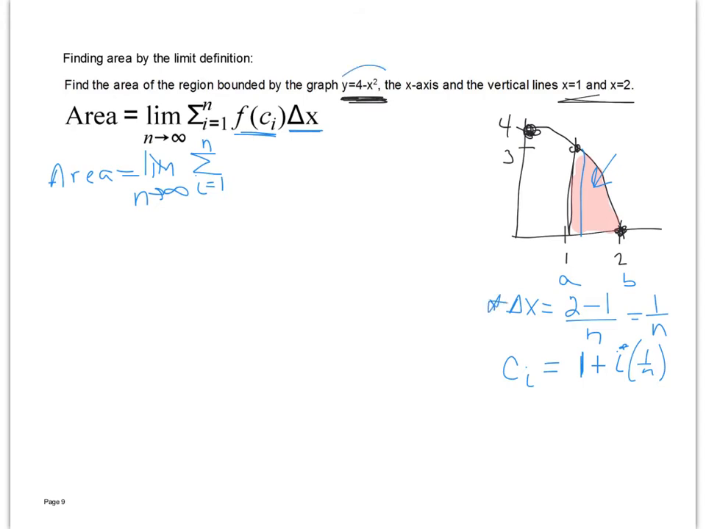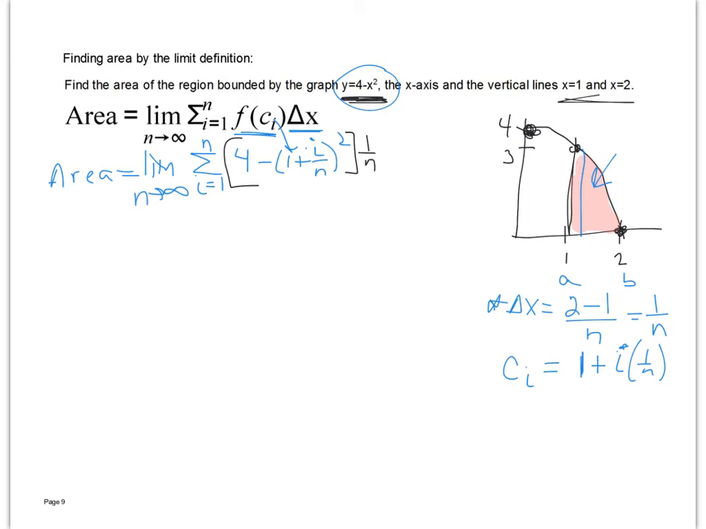Okay? Our heights have to do with our formula. So we have to do 4 minus x squared, but we have to put our ci in it. Our ci is that thing, and I did not leave enough room, so I'm going to scribble that out, put it bigger. I'm going to do 1 plus i divided by n. Now, that whole thing is multiplied by 1 over n.